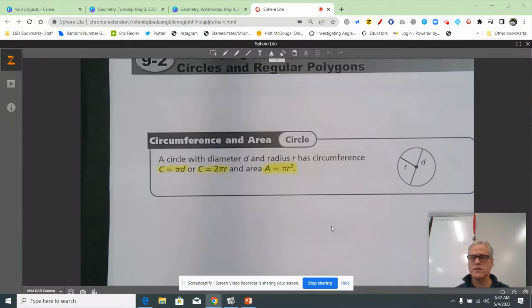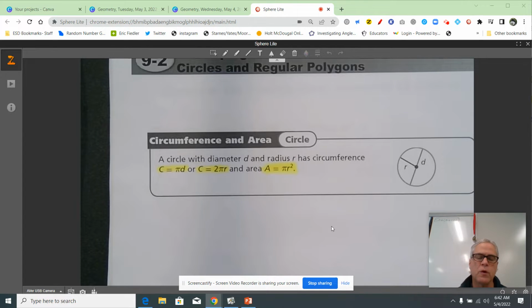So we're going to go into a section talking about circles, and two things that we're going to talk about, particularly with circles, is circumference and area. Circumference is like perimeter of a rectangle or quadrilateral or any other shape. It's the distance around the outside. Now, circles are a little bit different, obviously.